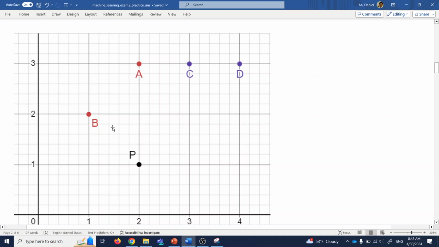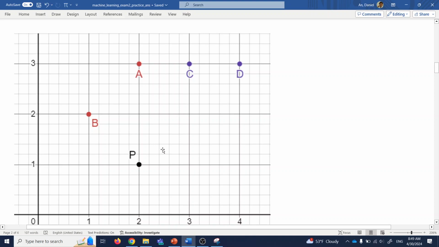Okay, so if you do K nearest neighborhoods with K equals 3, what are the 3 nearest neighborhoods? B, A, and C, right? So according to the K nearest neighborhood algorithm with K equals 3, P belongs to group 0, because this one is group 0. Group 0 means there are more group 0 points among the 3 nearest. Yeah, so P belongs to group 0.